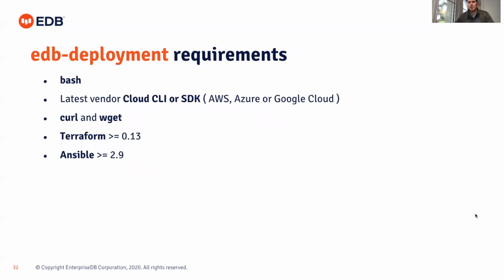The EDB deployment script will require some components. So the bash shell itself. For AWS and Azure Cloud, their respective CLI must be installed on the system. And for Google Cloud, its SDK must be present on the system. The curl and wget packages must be present. We need Terraform with a version greater or equal to 0.13 and Ansible with a version greater or equal to 2.9.